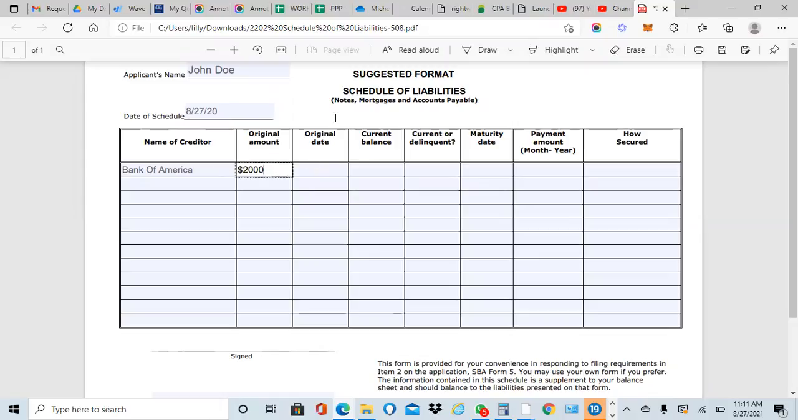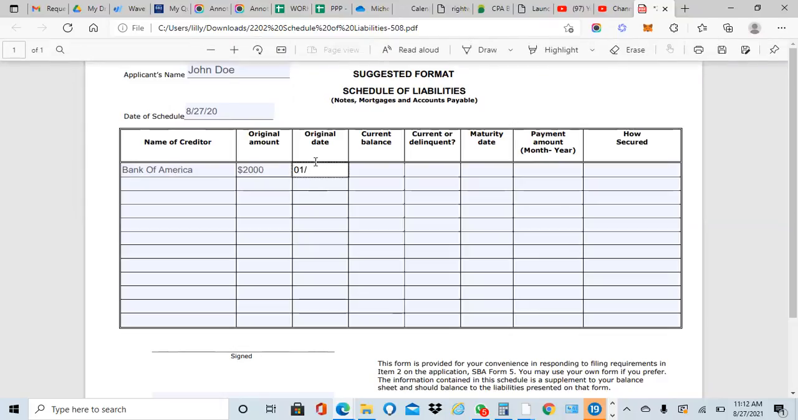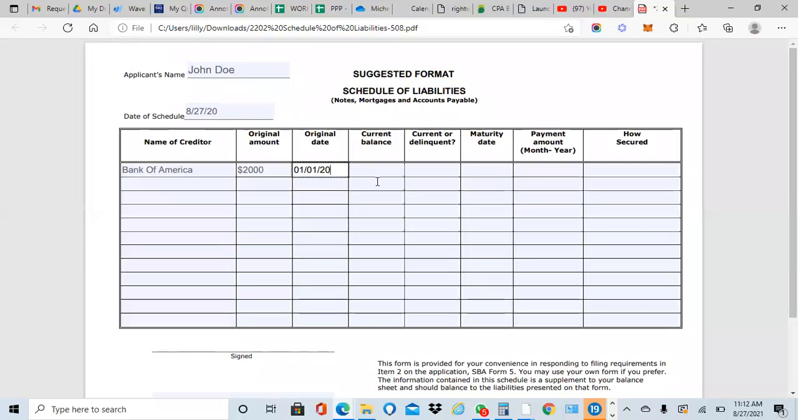Okay. Now, the next is original date. Original date is the date you received this credit card or loan. So let's say I just received it in January 2020. The exact date is not required. So just give an approximate date where you think you may have received the credit card or loan.